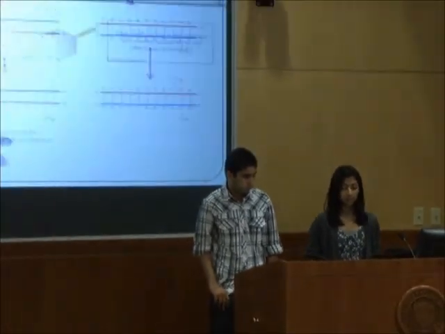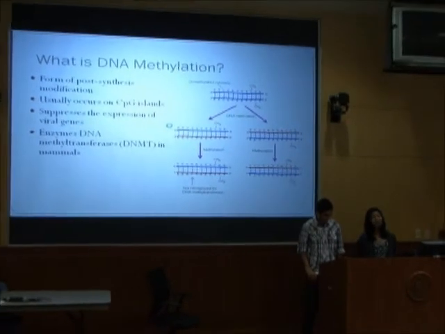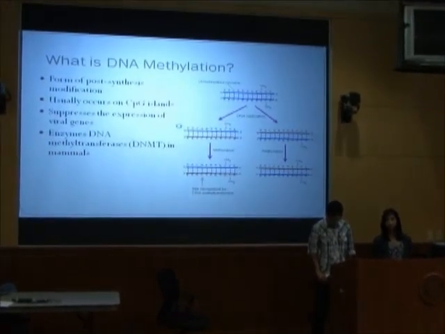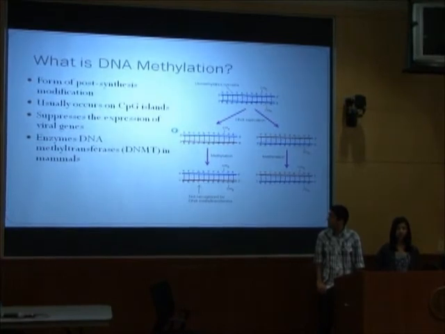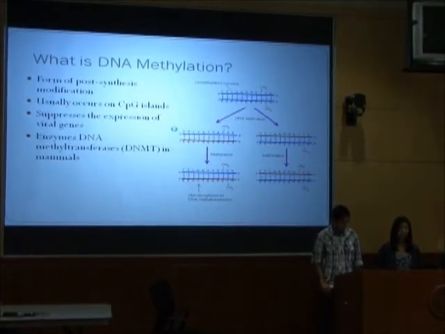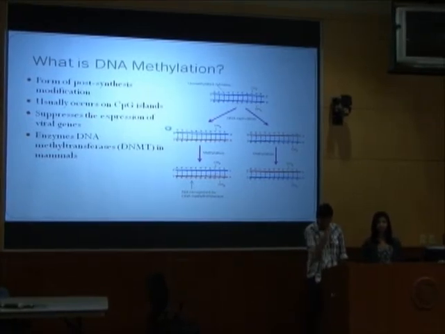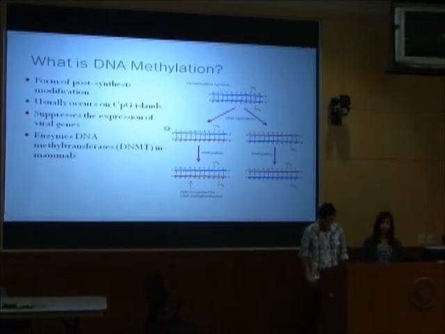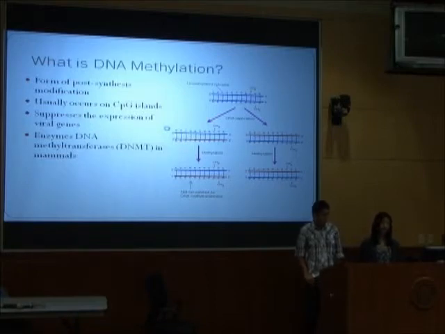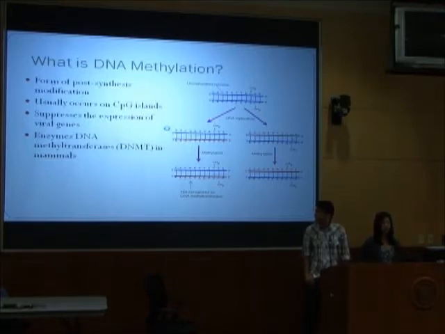So what is DNA methylation? DNA methylation is an important biological process, and it's part of normal mammalian development. After replication, DNA goes through a set of modifications, and DNA methylation is just one form of post-synthesis modification. It usually occurs on CpG islands, the cytosine and guanine bonds bonded by phosphodiester bonds, and it has the potential to suppress the expression of viral genes. Specific enzymes in mammals, such as DNA methyltransferases or DNMTs, aid DNA methylation of certain genes.